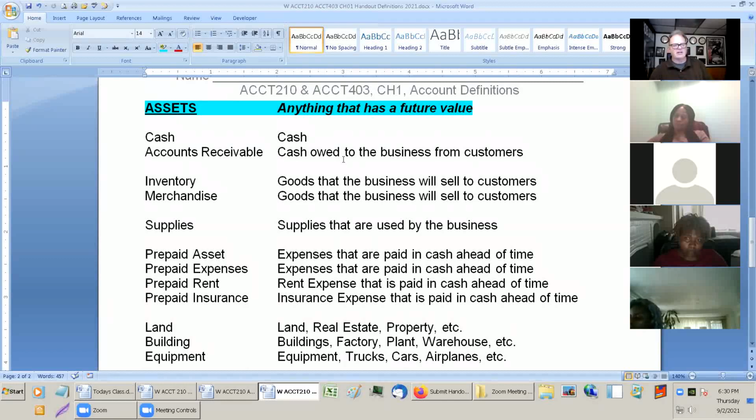On page 2, we have assets. An asset is anything that has a value. Future value. So anything that has a value is an asset. Cash obviously has a value. Accounts receivable. This is when our customers owe us money.